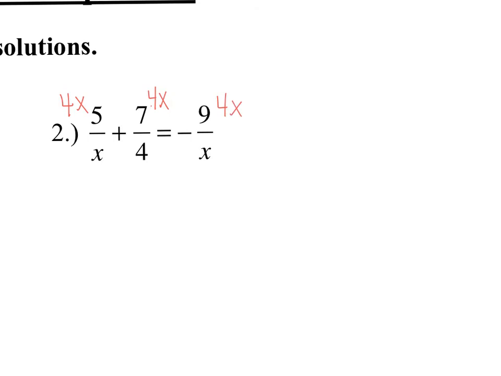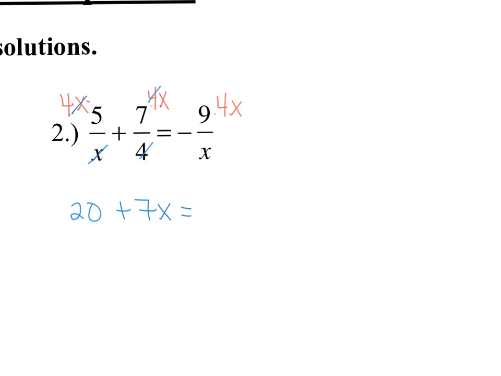Again, I always put it up a little bit higher just so I know that it was there, and I definitely know it was in the numerator. So in my first fraction, I have a common factor of x, so that will simplify. And that'll leave me just 4 times 5. In the second fraction, our common factor that simplifies out is 4. And that leaves me 7 times x.